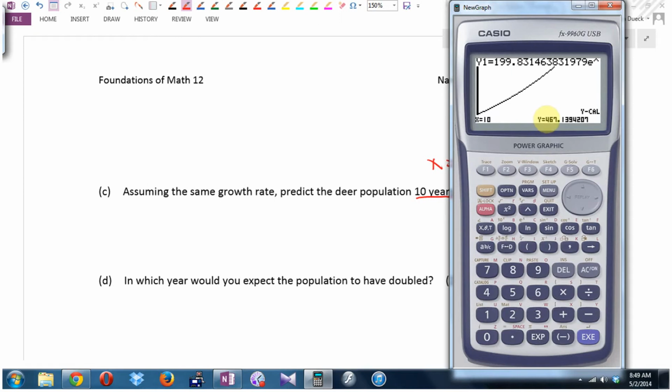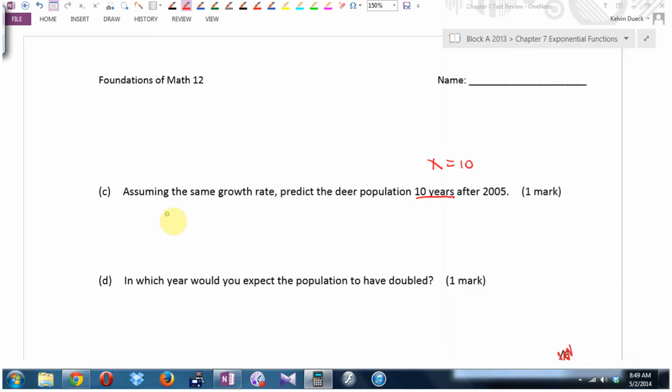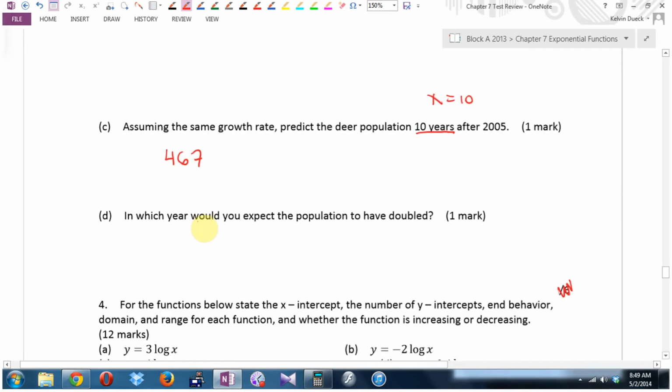Now, does it make sense to say that there are 467.1 deer? Can you have 0.1 of a deer? I think here they don't need to tell me what to round off to. I'm going to say 467, 1 mark. Okay? 467. Colin, part D says, in which year would you expect the population to have doubled?